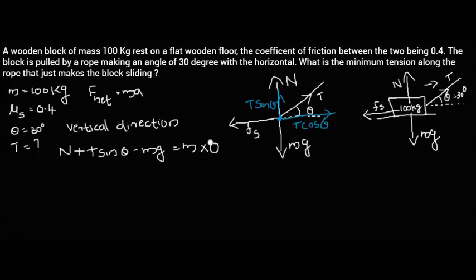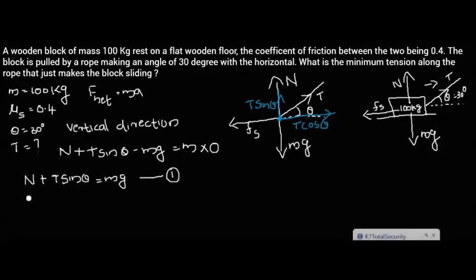And what is the acceleration here? 0. The acceleration is 0 for this object both along the vertical direction and also along the horizontal direction, because this object is having an impending motion. It has not started its actual motion yet. So instead of acceleration, here we have to put 0. So I can rewrite our equation along the vertical direction as N plus T sin theta is equal to mg. Let this be our first equation, equation number 1.